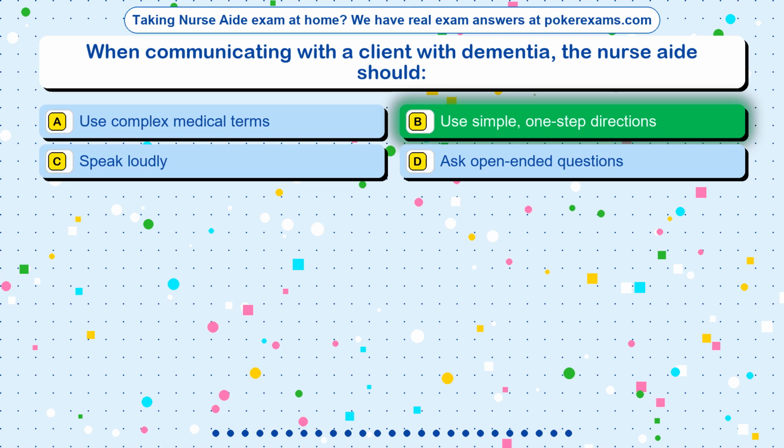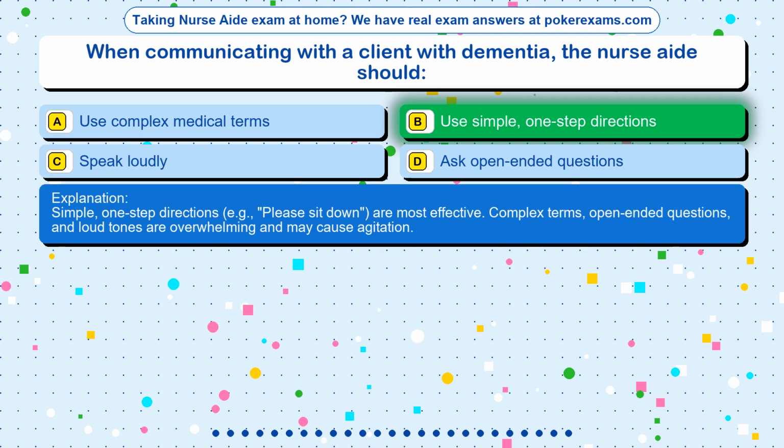The correct answer is option B. Use simple, one-step directions. Simple, one-step directions, for example, "please sit down," are most effective. Complex terms, open-ended questions, and loud tones are overwhelming and may cause agitation.